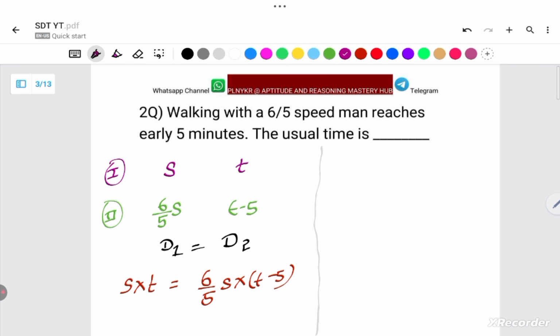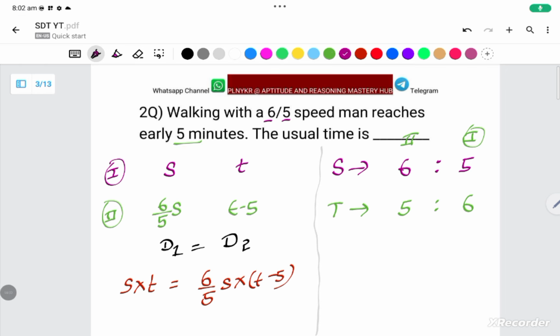here if you observe, the speed was increased, so the time was reduced. Initially the speed was 5 parts, and next it has been increased to 6 parts. So the speed is in the ratio of 6 is to 5. For a constant distance, the time is inversely proportional to the speed, so the time ratio will be 5 is to 6.